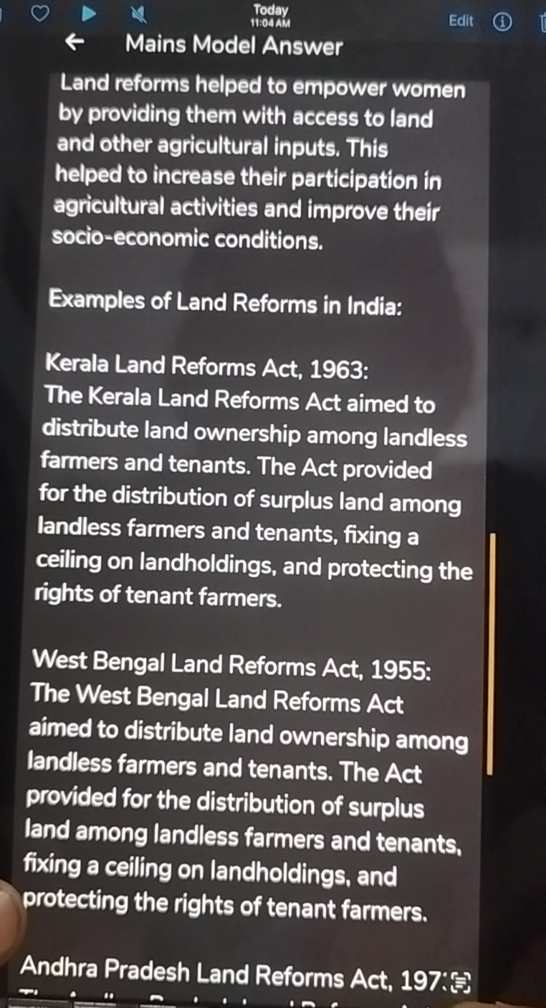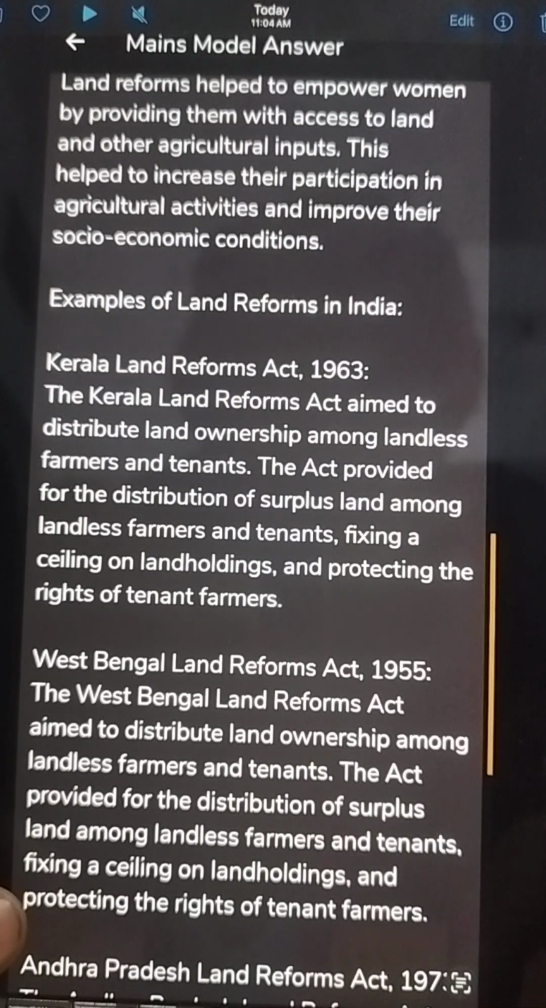Examples of land reforms in India. First, Kerala Land Reforms Act 1963. The Kerala Land Reforms Act aimed to distribute land ownership among landless farmers and tenants. The act provided for the distribution of surplus land among landless farmers and tenants, fixing a ceiling on land holdings and protecting the rights of tenant farmers.